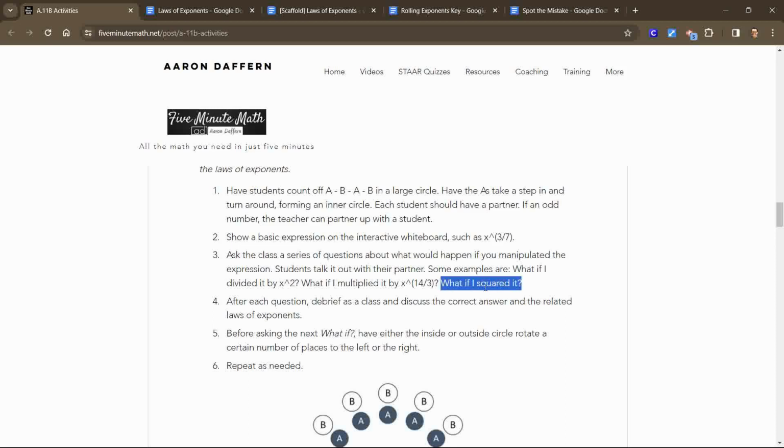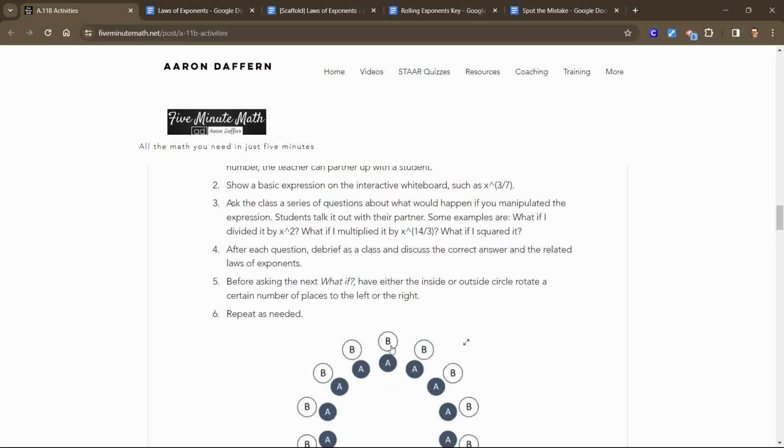But after each question, each pair is going to talk and discuss. They're just doing it verbally. You're going to debrief as a class and discuss the correct answer. But each time you do that, you're going to rotate: have the inside circle move to the left or right, and have the outside circle move to the left or right. So you're going to repartner every single time.